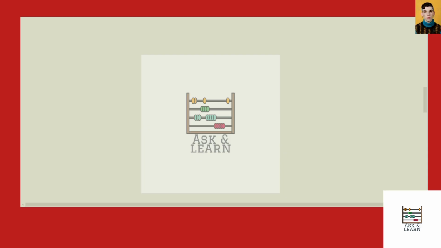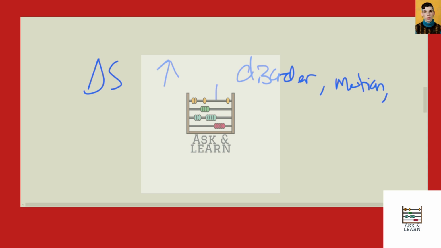The next one is you just have to understand that entropy, delta S, increases as disorder, motion, heat, etc. increase. And so instead of the entropy of the system decreasing, it increases as the freedom of motion increases.